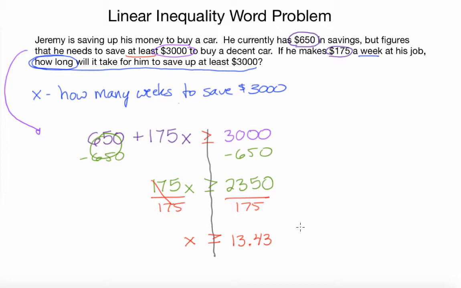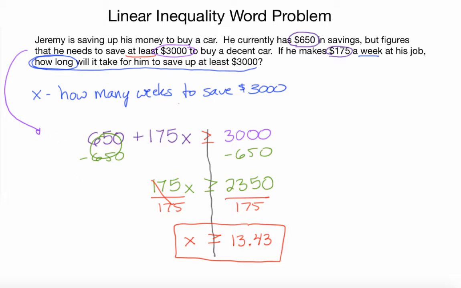All right, now let's interpret this because the context makes a huge difference. So I can't just leave my answer there. This is not my answer. x is greater than or equal to 13.43. That's not the actual answer. I need to answer this question of how long will it take for him to save up at least $3,000. If he makes $175 a week, and you get paid at the end of the week for what you do, well, 13 weeks is not going to be enough. The amount of weeks he needs has to be greater than or equal to 13.43. So then I need to go up to the next week.